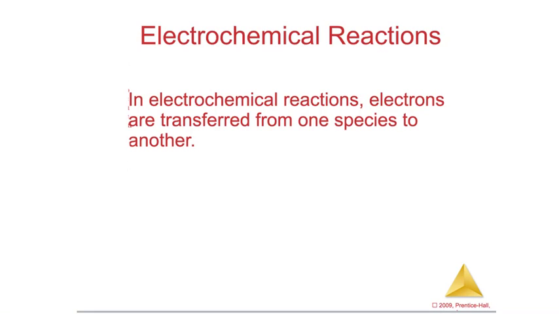In this chapter, we'll be looking at electrochemistry, which is the study of the relationships between electricity and chemical reactions. We'll be looking very closely at how electrons get transferred from one species to another in these types of reactions. And so it's important that we begin by a review of determining oxidation states.